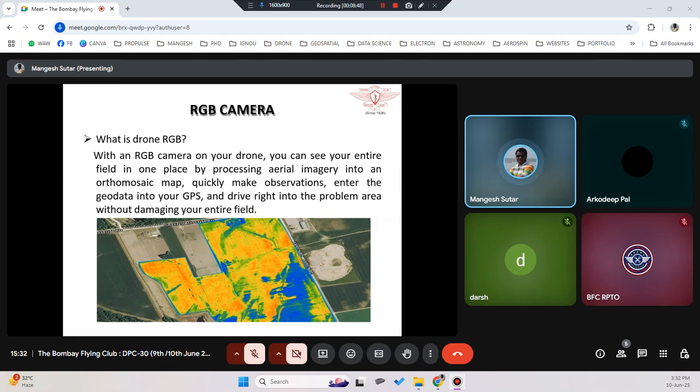A normal RGB image will not be very helpful in analyzing or detecting any kind of issue in my crops. So there I have to use some third-party software to analyze and give me the result and tell me where my crop is bad.